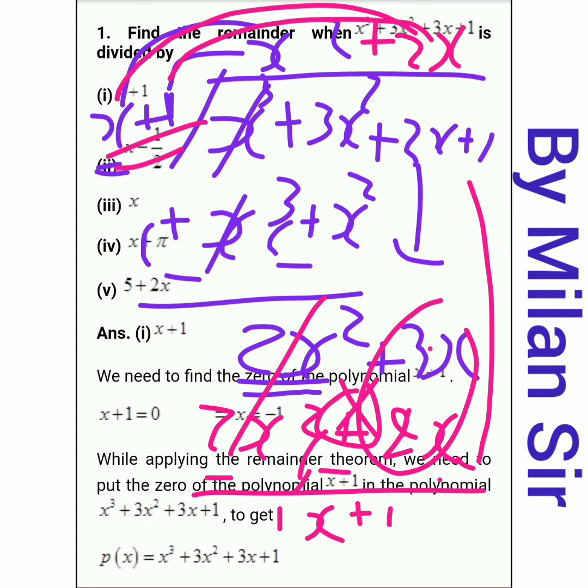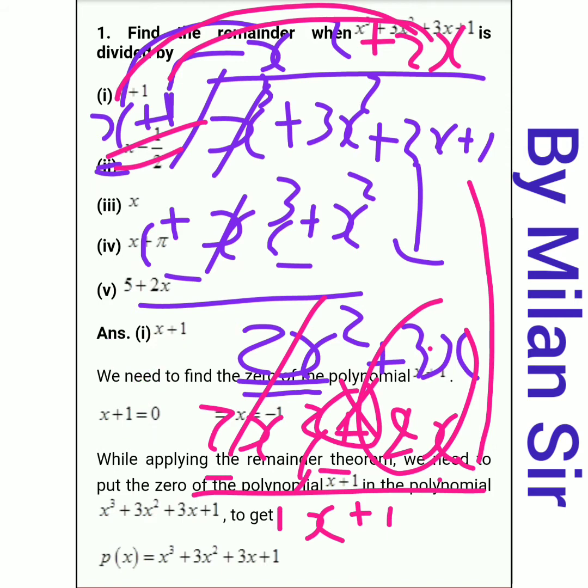Again we do the same process, first term by first term. So 1x divided by x, the x cancels. What is remaining is 1, so I write that in my answer, plus 1. Again the same process.